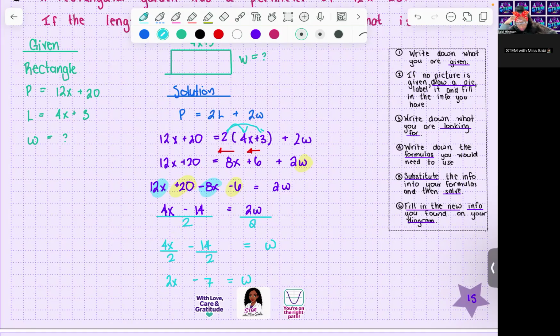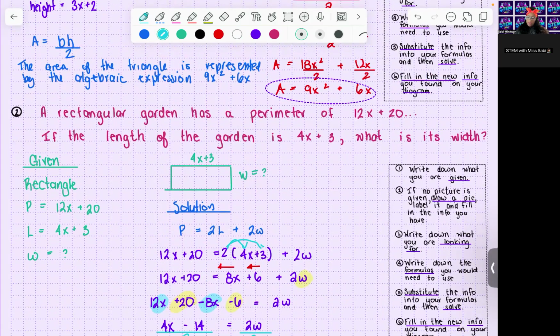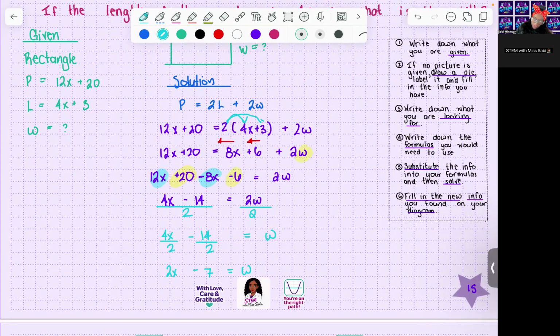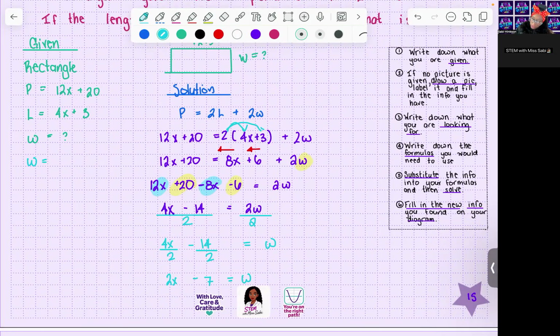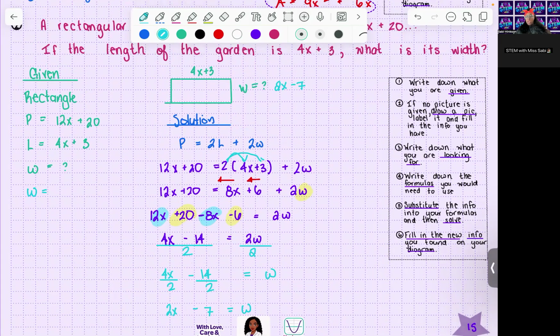Just make sure that it's done right. Yep. So now I have the width. The width is equal to, so I can put that in on my picture, 2x minus 7. Now, if they ask me, what is the algebraic expression that represents the area of this rectangle, that could have been the question. I would have had to do all these steps to find out the width.